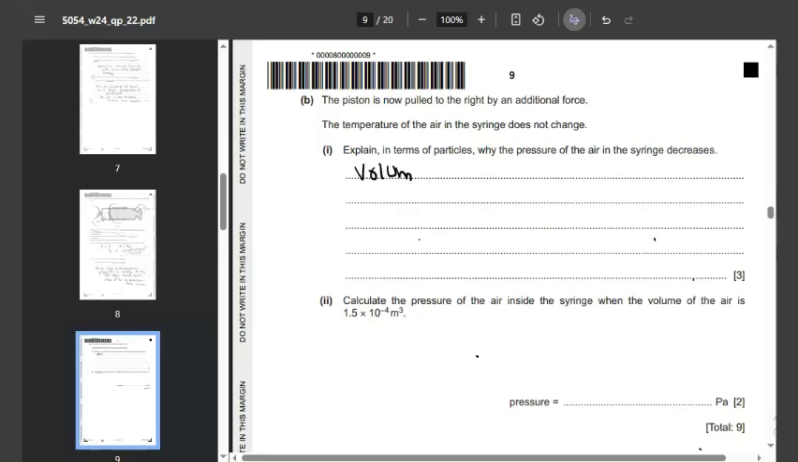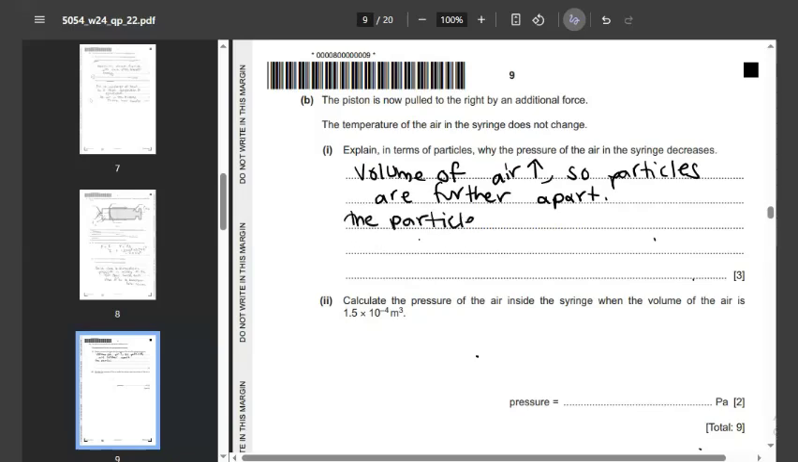So that is basically Boyle's law. Since the volume will increase, the pressure will decrease. That is Boyle's law. So we can write the volume of air increases. So the particles are now further apart. They collide less frequently with the walls of the syringe and the piston, so that's why the air pressure will decrease.